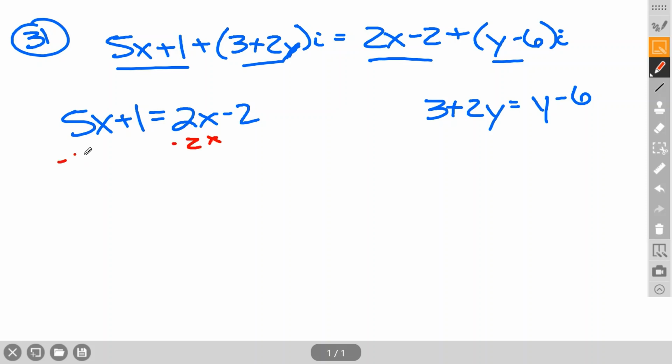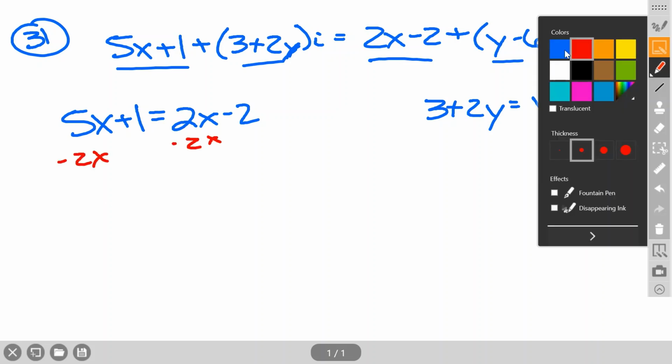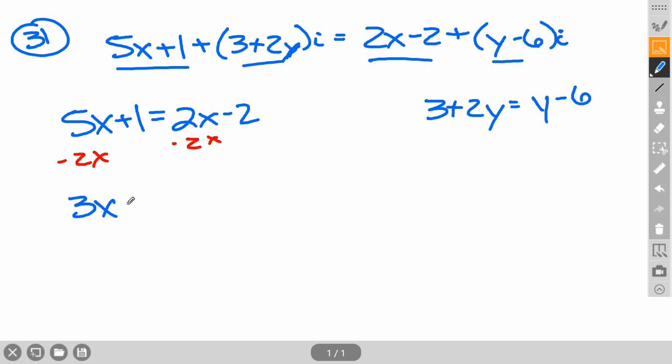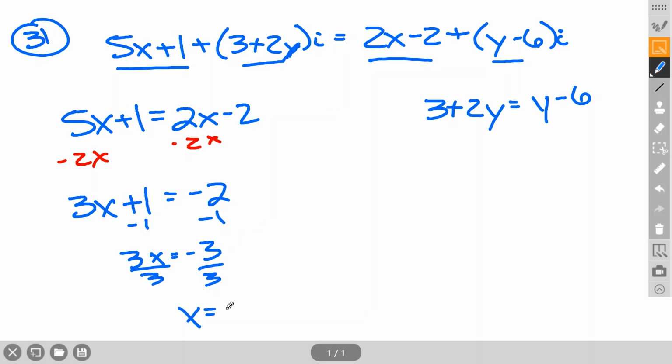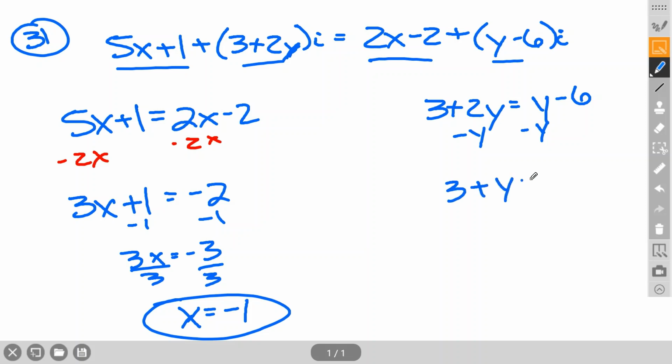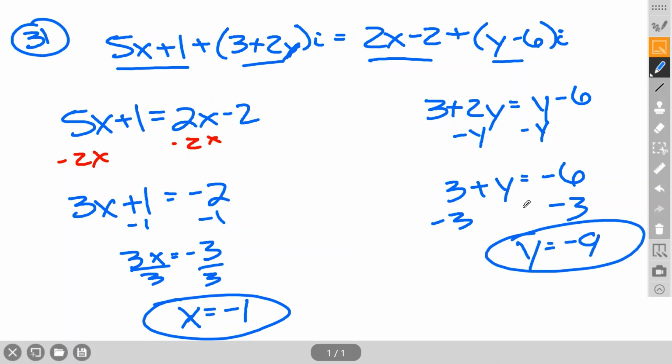So move the x's onto the other side. So I got 3x plus 1 equals negative 2. Subtract 1. 3x equals negative 3. Divide by 3. x equals negative 1. So for the real parts to be the same, x needs to be negative 1. For the imaginary parts to be the same, subtract y. So I got 3 plus y equals negative 6. Subtract 3. So for the imaginary parts to be the same, y needs to be negative 9.